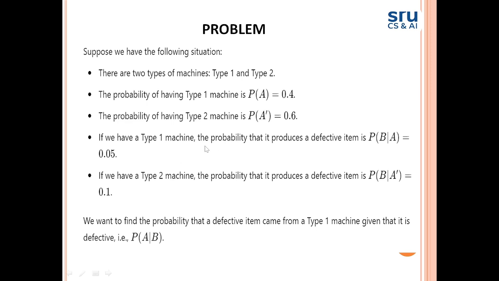If we have a type 1 machine, the probability that it produces a defective item is given as 0.05. If we have machine 2, the probability that it produces a defective item is given by 0.1. So we want to find the probability that a defective item came from a type 1 machine, given that it is defective, that is probability of A given B.